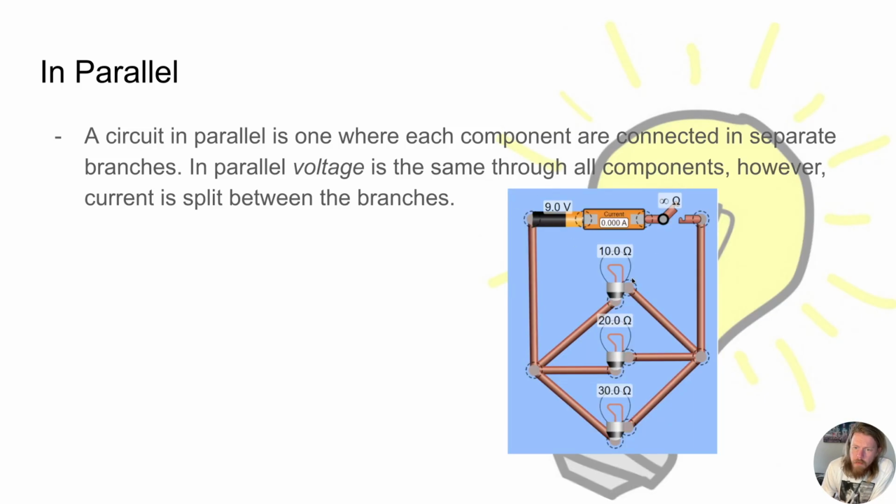Since all of the light bulbs are connected independently to the battery's power source, all of them receive 9 volts. However, the currents between each of these will be different.